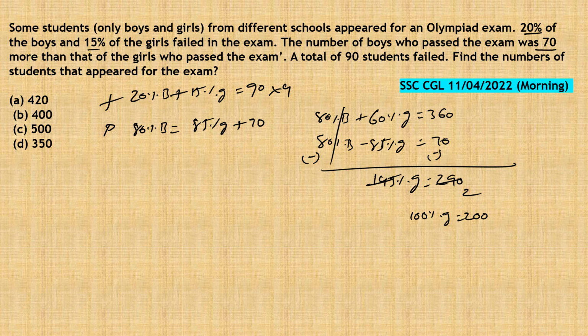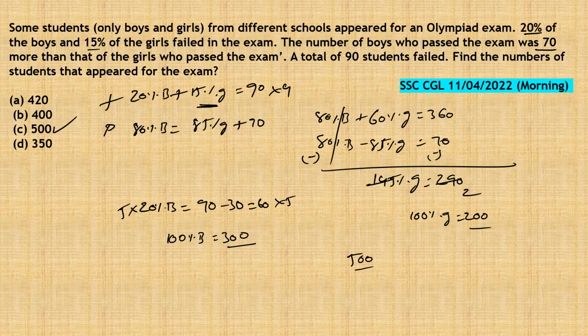If we substitute the number of girls in this equation, we get 20% of boys equals 90 minus 15% of girls, and 15 twos are 30. If you deduct 30 from 90, we get 60. We want 100% of boys, so we multiply by 5. That is 100% of boys equals 300. The total number of students is 300 plus 200, that is 500. Option number C is the correct answer.